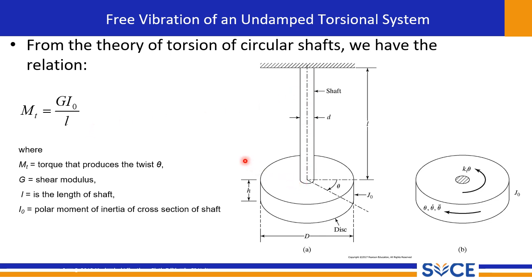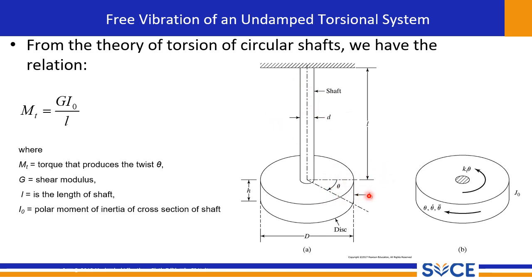Let's break it down. Here M_t represents the torque that causes the twist, denoted by the angle theta. G is the shear modulus, a material property that indicates its resistance to deformation by shear stress. L is simply the length of the shaft, and I_0 is the polar moment of inertia of the shaft cross section, which essentially quantifies the shaft's resistance to any torsional deformation.